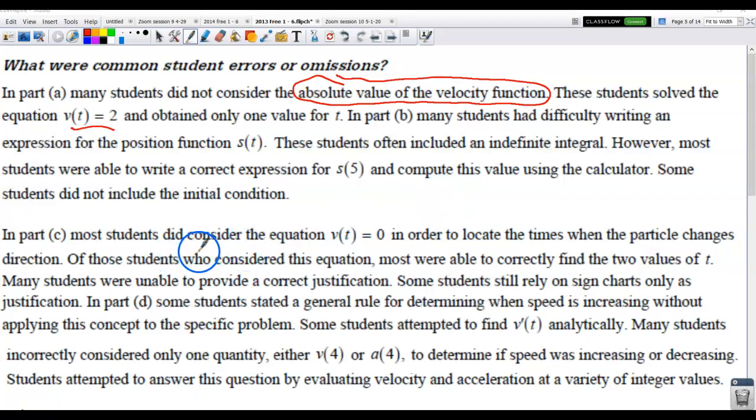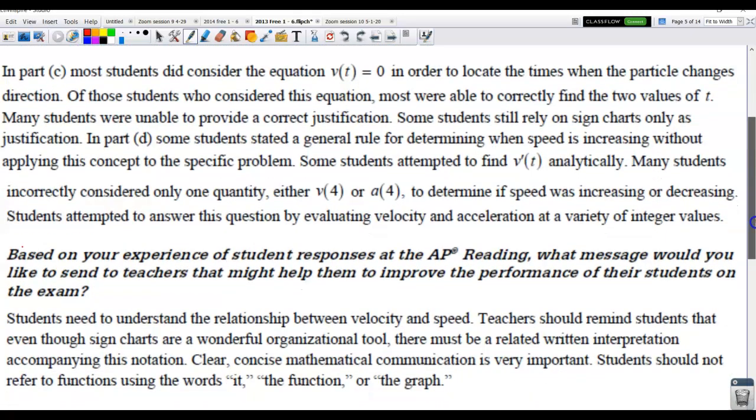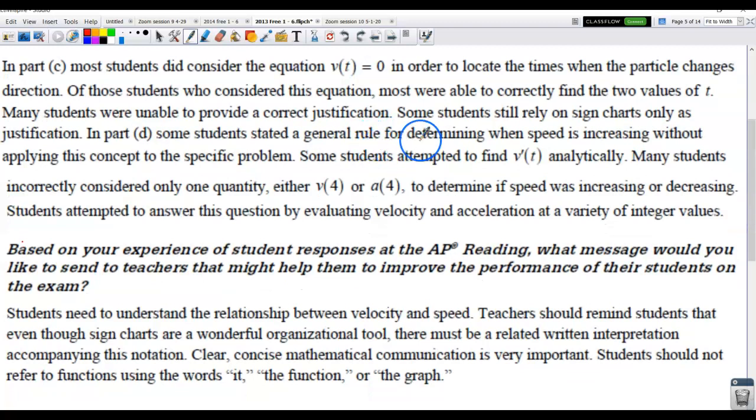And in part C, most students did consider the equation v of t equal to 0 in order to locate the times when the particle change directions. Of those students who considered this equation, most were able to find the two values. I'm just looking for anything that would be big that you need to know. Well, some students messed up with speed because a lot of students forget to look at velocity and acceleration.